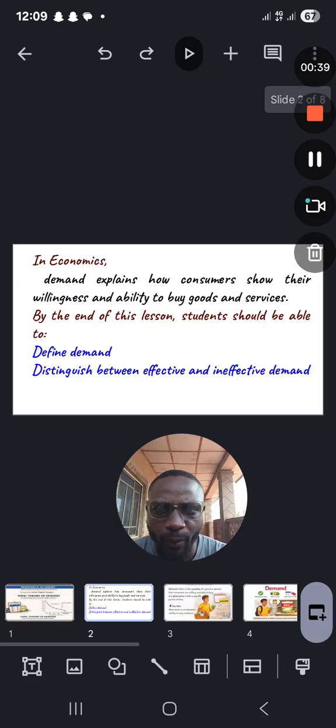So, in economics, demand explains how consumers show their willingness and ability to buy goods and services. By the end of this lesson, I expect you to define demand in your own terms to understand economics properly, and differentiate when demand is effective and when demand is ineffective. Moving forward, first of all, let's define what demand is all about and the key terms that you must use when defining demand.